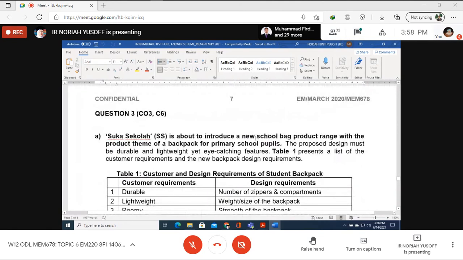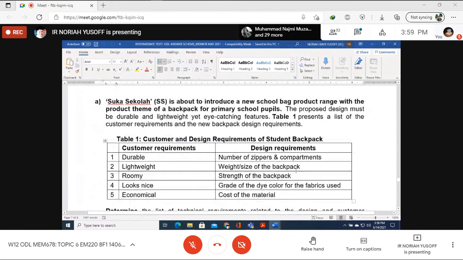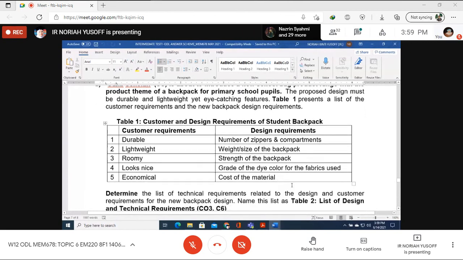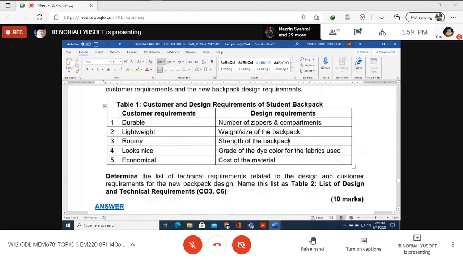So question number 3, for this group, I would say that saya tak ada banyak masalah. Cuma some of you, even we have already done the same assignment in the same style of question, yet ramai juga yang tak bagi appropriate answer. Macam lightweight, strength of the backpack. Ada yang jawab strength should not be, the weight should not be more than the student's weight.